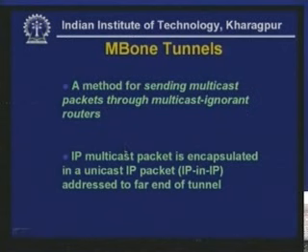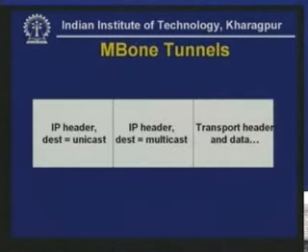So an MBone tunnel is a method of sending multicast packets to multicast ignorant routers. The IP multicast packet is encapsulated in a unicast packet, so this is IP in IP, addressed to the far end of the tunnel. If you look at it, you have the IP header with a unicast destination, then another IP header with the multicast destination, and then the transport header.